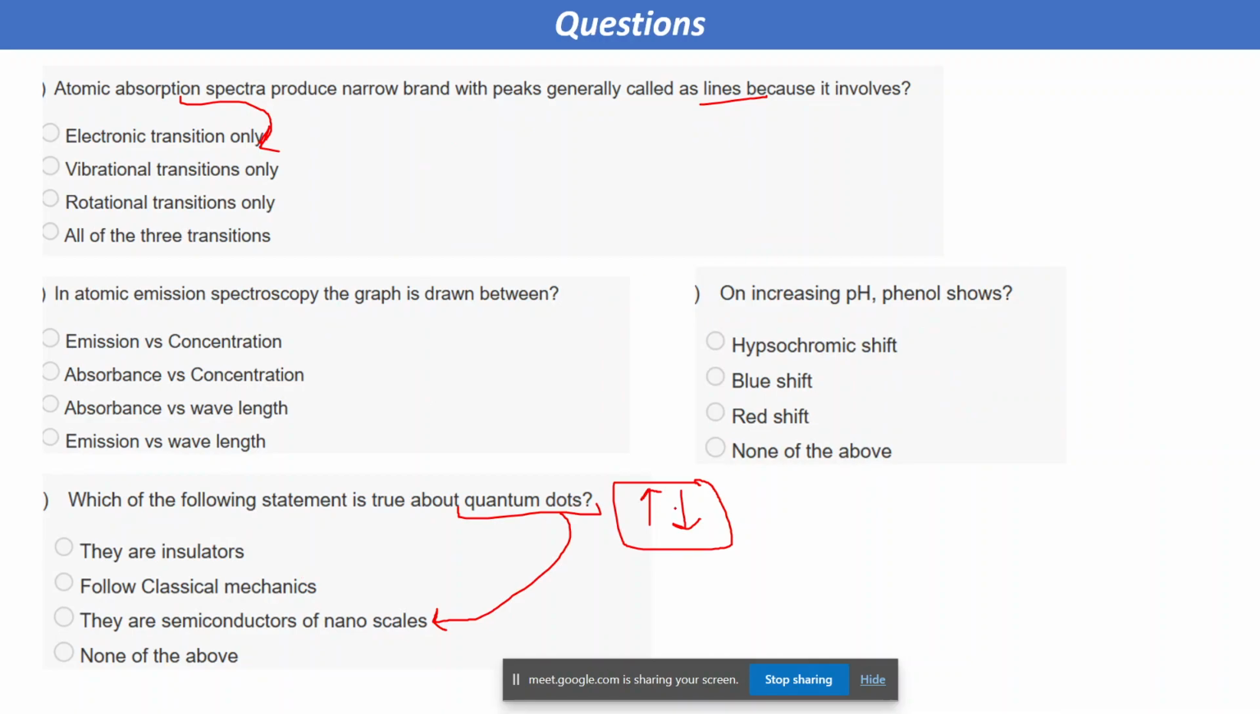Then we discussed why a phenol molecule shows a redshift on increasing pH. Because if we increase the pH, it's an alkaline condition. Therefore, the base will abstract the phenolic hydroxyl proton, so it will become a phenoxide ion. So the negative charge on the oxygen will be delocalized. As we know, with delocalization the energy gap decreases. Therefore, the wavelength increases. That means it's a redshift towards a longer wavelength.